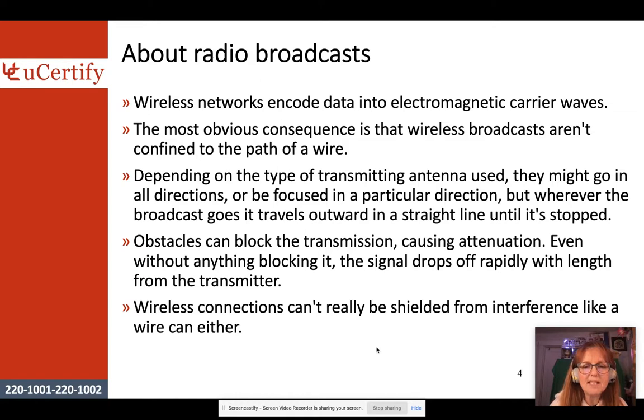Obstacles can block the transmission, causing attenuation. Even without anything blocking it, the signal drops off rapidly with length from the transmitter. It's just the way it works in every kind of networking. Wireless connections can't really be shielded from interference like a wire can either, because if you shield it from interference, then you're shielding off the transmission.